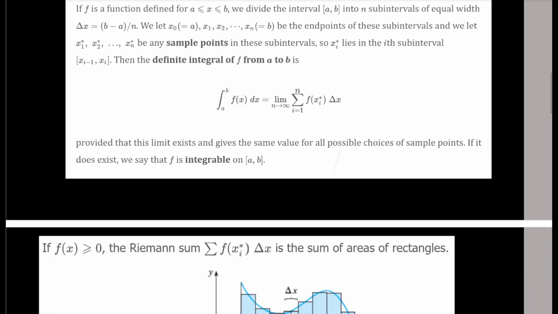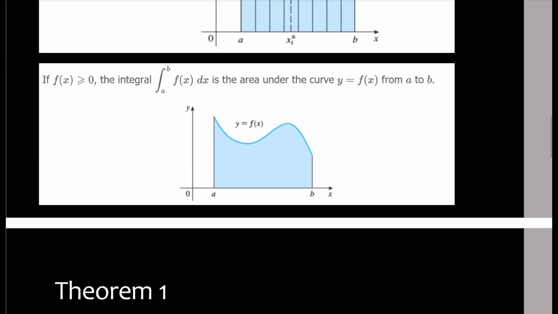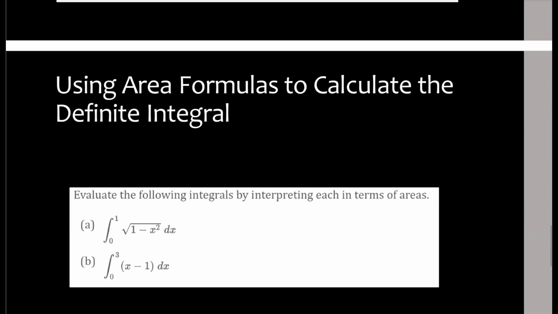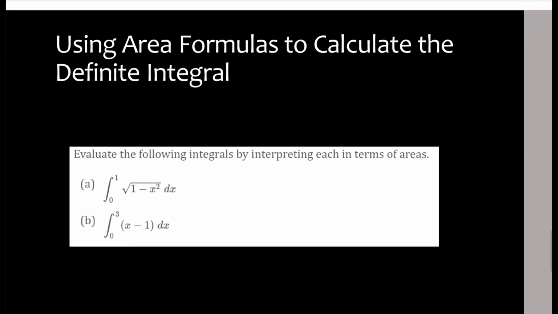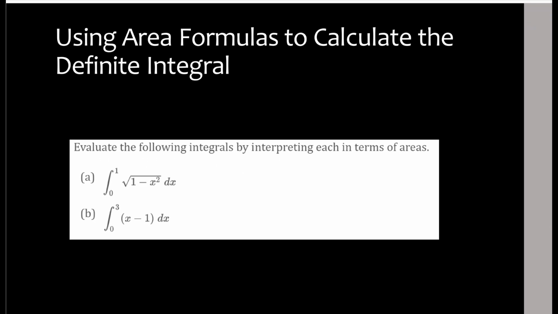So there's all the stuff we did before. Oh gosh, look at all those definitions and theorems and words and symbols and all kinds of good stuff. But here we go. That's where we want to be. We want to use area formulas to calculate the definite integrals. So there we have it. We're going from 0 to 1 of the square root of 1 minus x squared dx. And then we have the integral from 0 to 3 of just x minus 1.